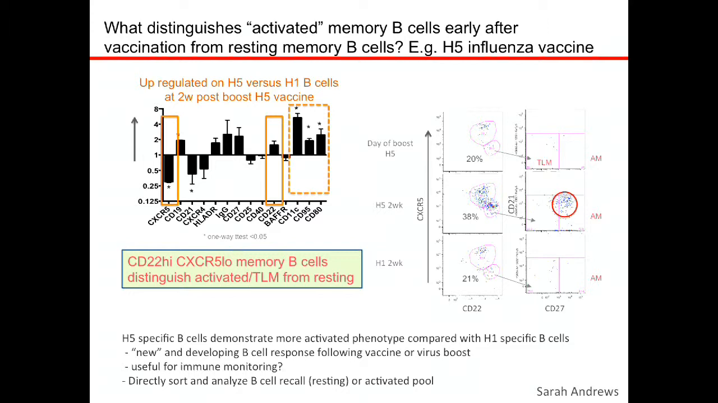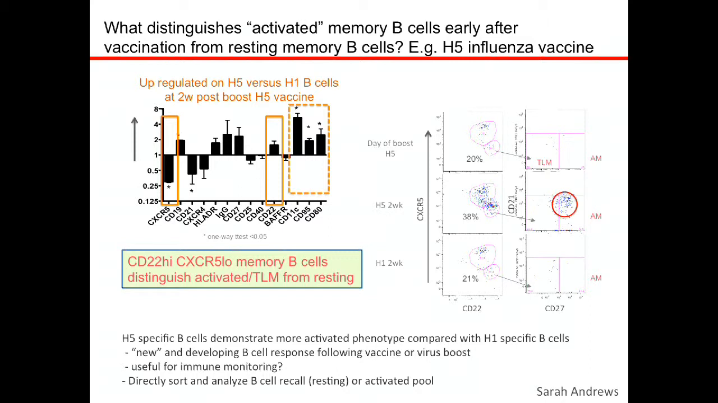If you actually just have a look at the CXCR5 and CD22 populations that came up in this analysis, we see that at 2 weeks, the population segregates out into those that are CXCR5 high and those that are CXCR5 low. And then if we plot them against CD21 and 27, we see that the activated memory population is actually enriched for antigen-specific cells at this time point.